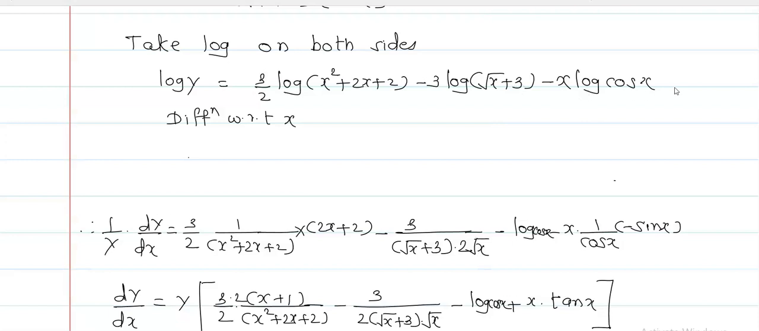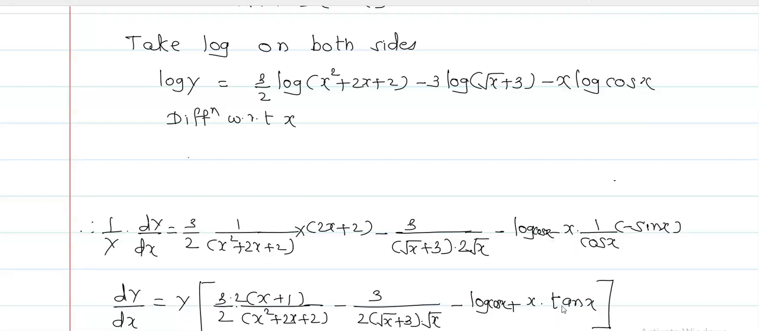Next, here we will apply the product rule. What is the product rule? First of all, the derivative of x is 1. Therefore it is 1 into log of cos x. And what about the next? Keep this x as it is. The derivative of log of cos x is 1 upon cos x into the derivative of cos x, which is minus sin x. And this minus and minus will become plus. There is sin x upon cos x, which will become tan x.